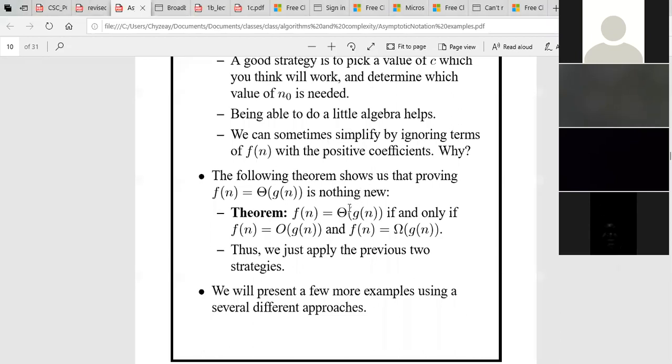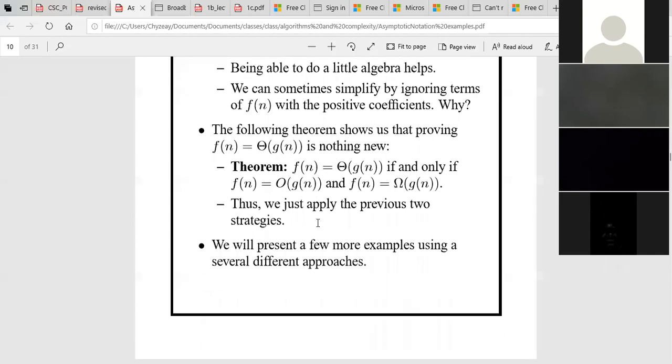Why do we have to do so? The theorem below shows that f of n equals theta of g of n, if it exists, will only hold if f of n equals big O of g of n and f of n equals big omega of g of n.